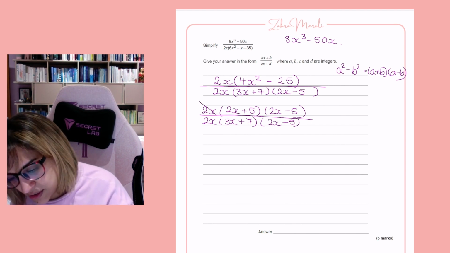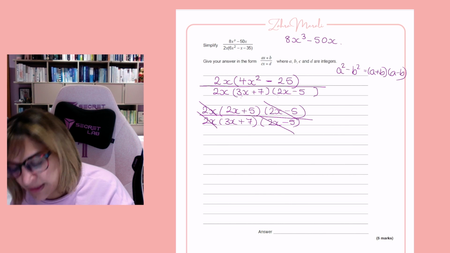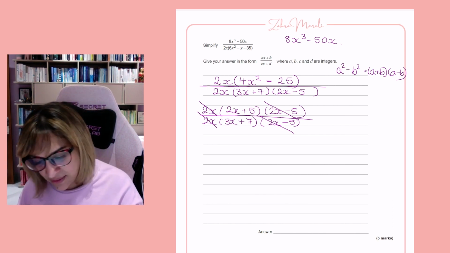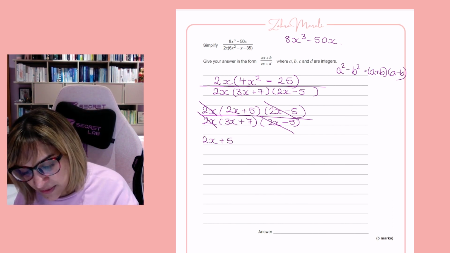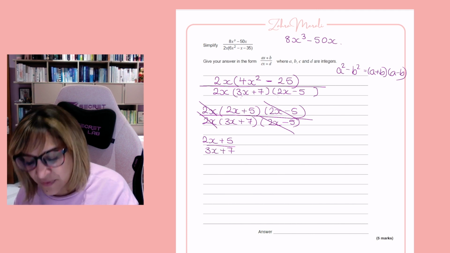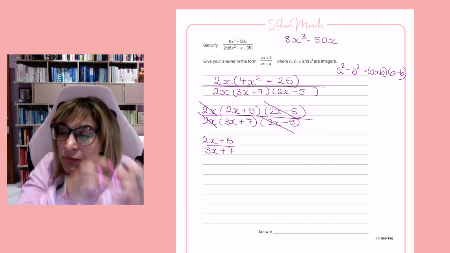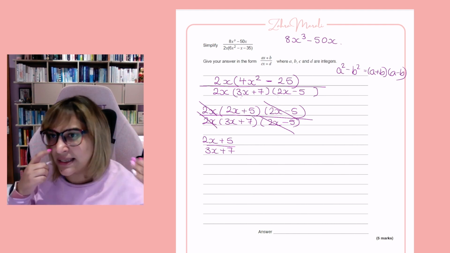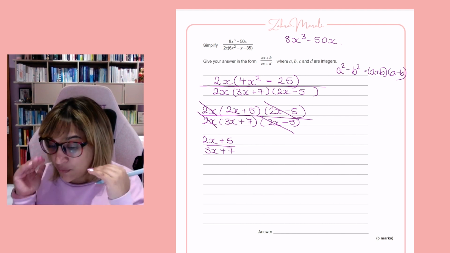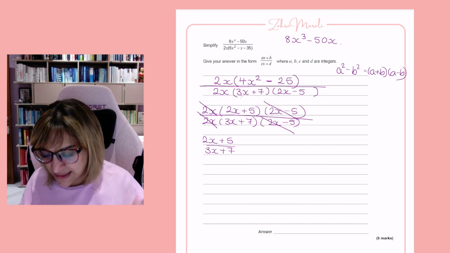Right, so let's cross everything out. Now it's all multiplied by each other, leaving us with 2x plus 5 over 3x plus 7. Remember, everything needs to be multiplied by something in order to cancel it out. Otherwise, you can't cancel it out. So be really, really careful with that. No crossing random x's out.